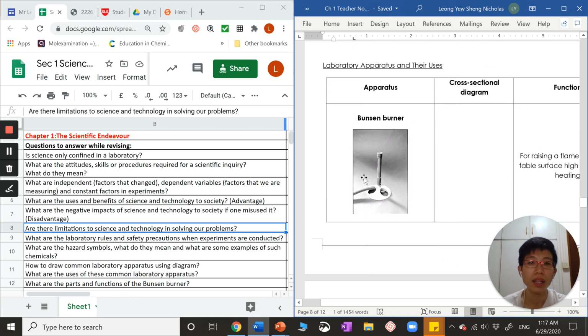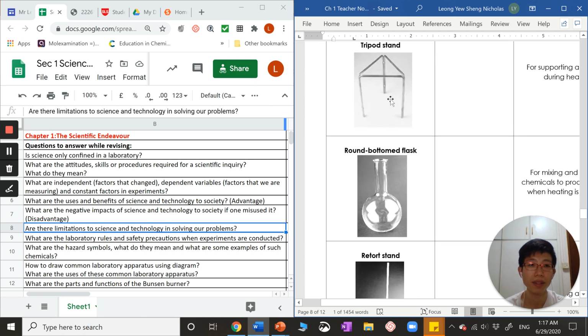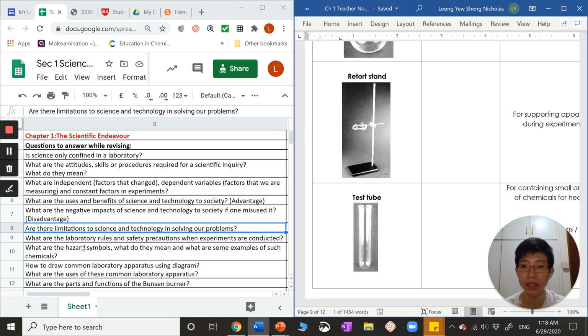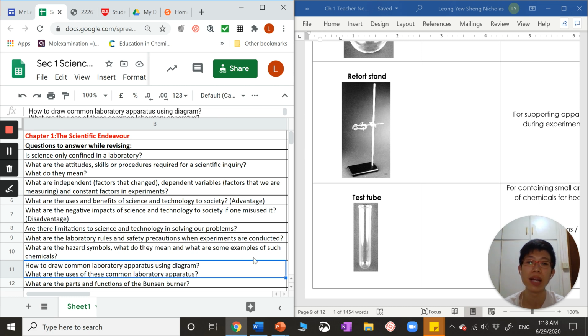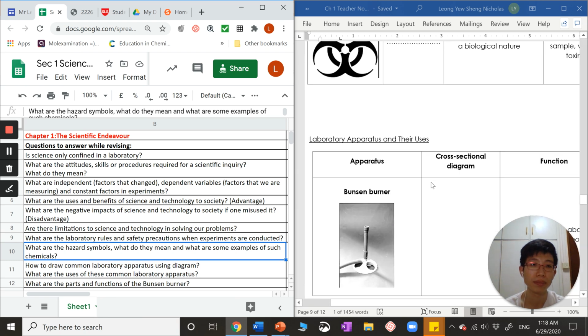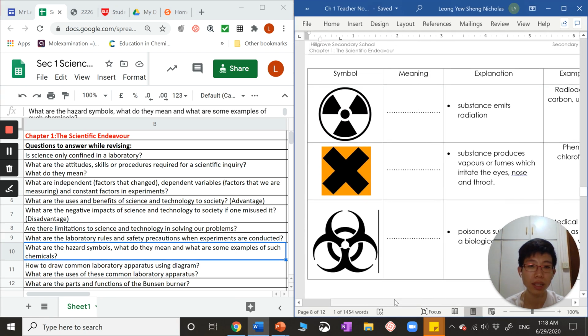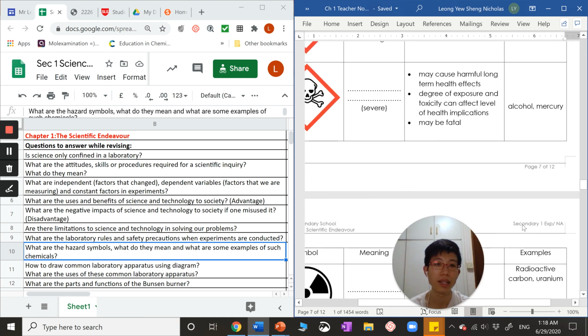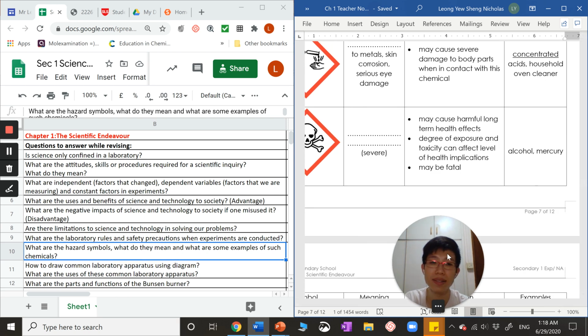Yep. And after that, you also need to learn some of the parts of the apparatus and what they are used for. So this part over here is how to draw common lab apparatus and what the uses of this common lab apparatus are. And what are the hazard symbols and what do they mean, and what are some examples of such chemicals. Yeah. So these are some examples of chemicals that possess these hazards.